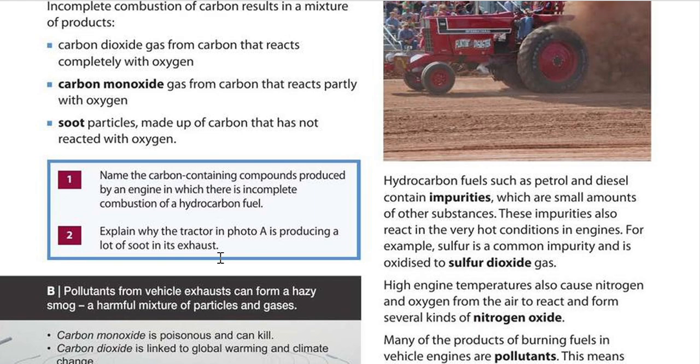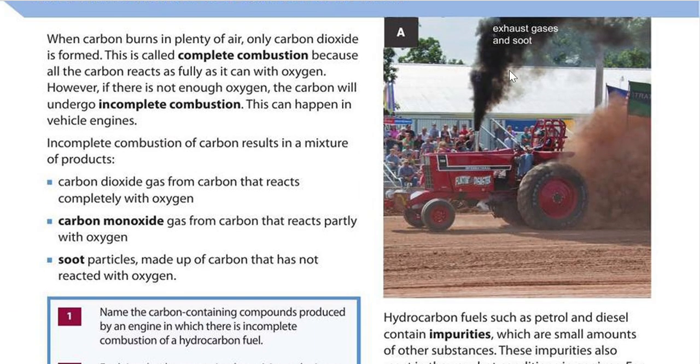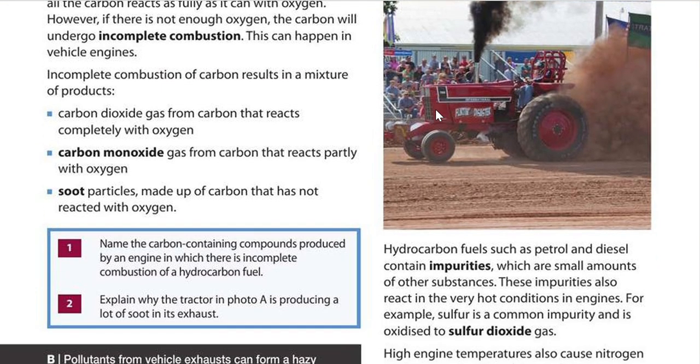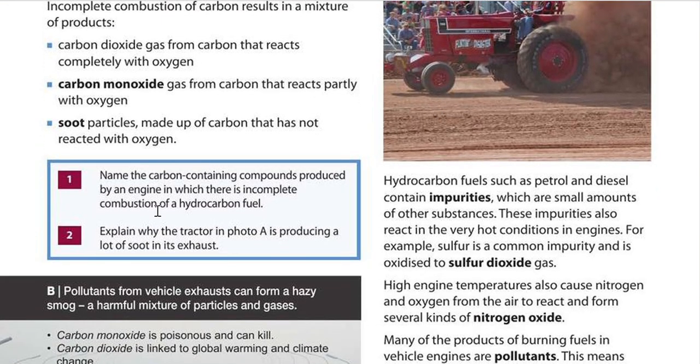Okay, there are two questions. Before the questions, see this picture A. Can you see the smoke? See, exhaust gases and soot. So it's black in color, right? These are pollutants. Question 1. Name the carbon-containing compounds produced by an engine in which there is incomplete combustion of a hydrocarbon fuel.